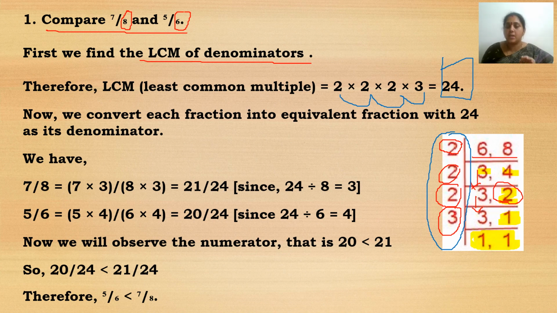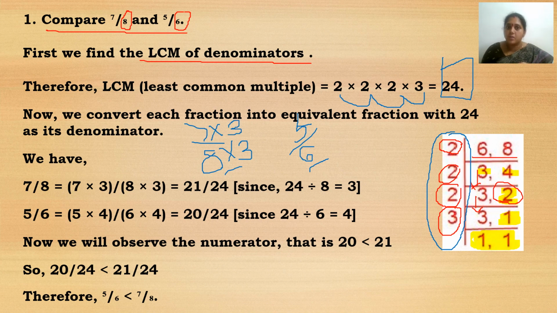Now we convert each fraction into an equivalent fraction with 24 as its denominator. Now we have to convert our fractions 7 by 8 and 5 by 6. These are our two fractions, right? We have to convert our denominators to 24. For converting to 24, what is the common number we have to see? For getting 24, you have to multiply the denominator by 3. Since we multiply the bottom by 3, the numerator will also be multiplied by 3.